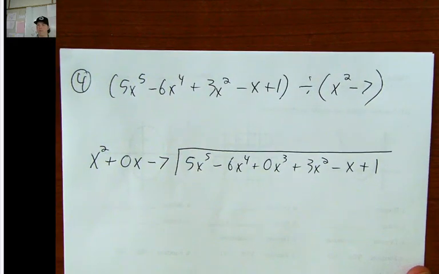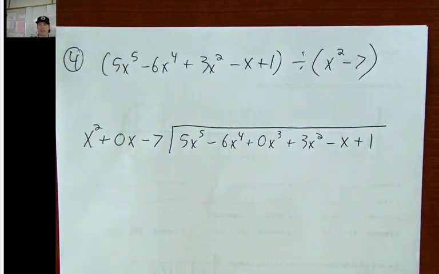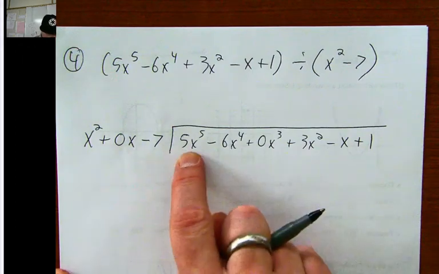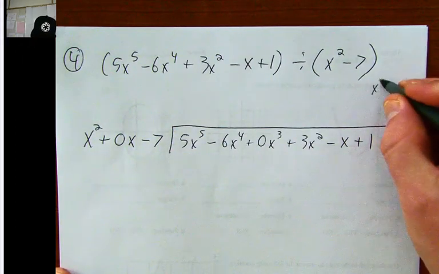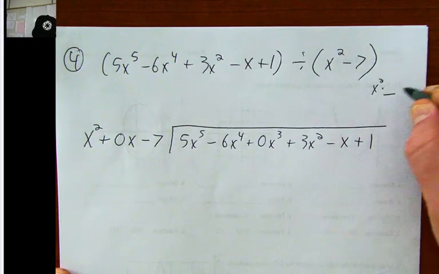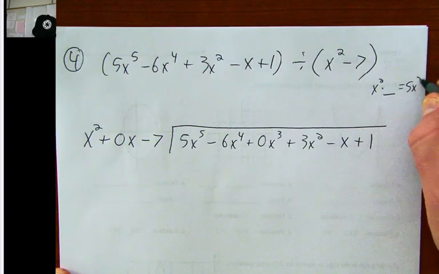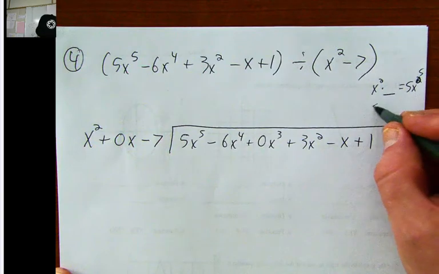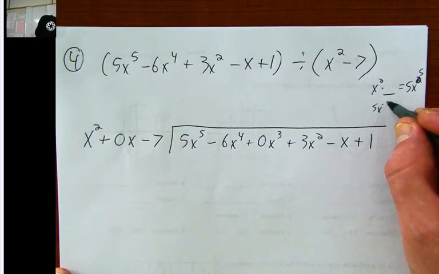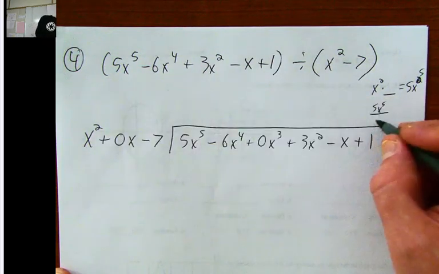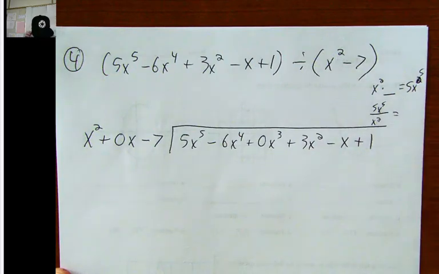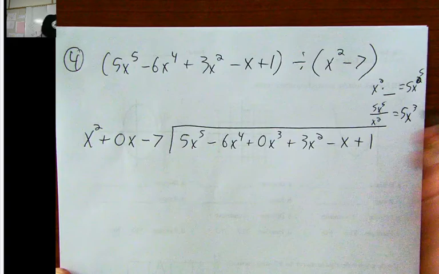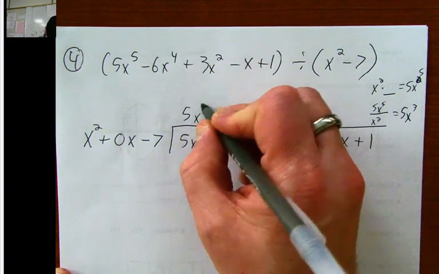All right, here we go. Roll up the sleeves. x squared. X squared times what? I'm going to write this down one more time. X squared times what equals 5x to the 5th? Or another way to think about it is what is 5x to the 5th divided by x squared? No matter which way you think about this, the answer is 5x cubed. So up here goes a 5x cubed.